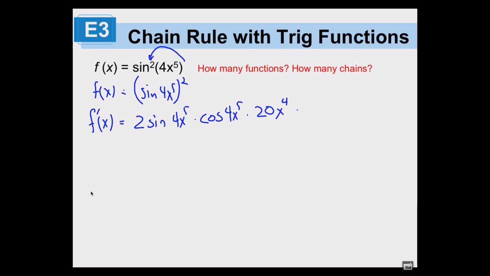Times. There's more. Sine. Times. I was tricking you. There's nothing else. 2 chains. 3 functions, 2 chains. We're done. How many chains? 2 chains. Yeah, I got it. 2 chains.